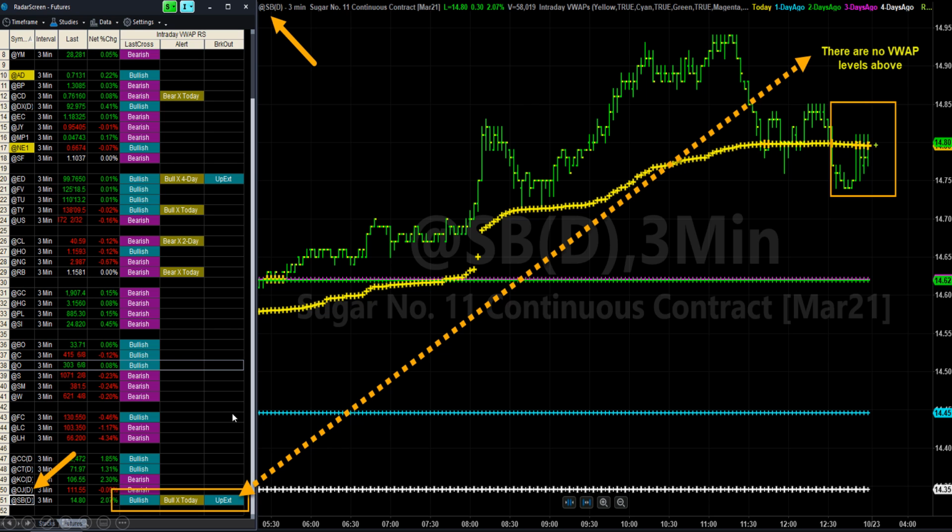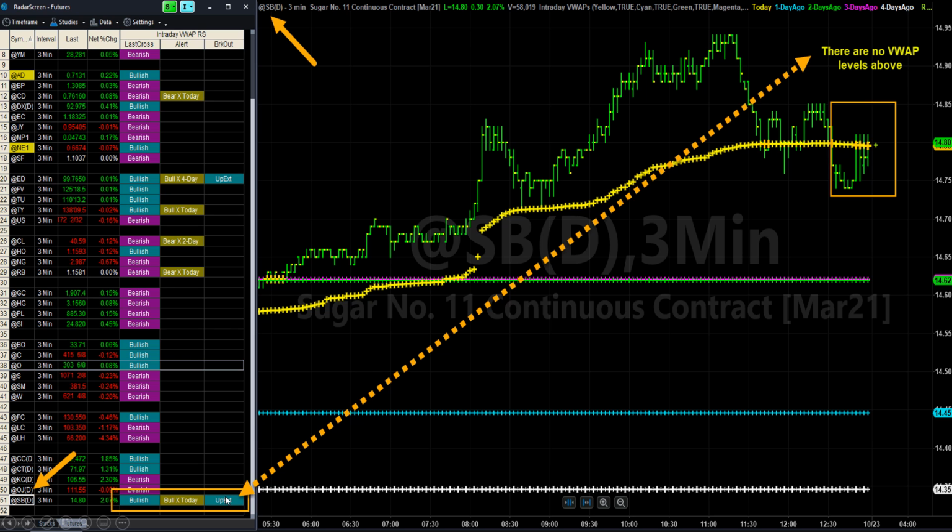And then it has this concept of whether or not there are any levels above the last cross. So notice this is sugar, by the way. And you'll notice that we're on a 3-minute chart. You want to keep the VWAP tools on a 1 or 2 or 3-minute chart, 5 minutes at the most, for the best resolution. And so here I can see that there's a bullish cross on the current VWAP.